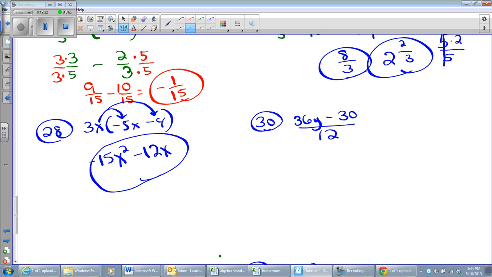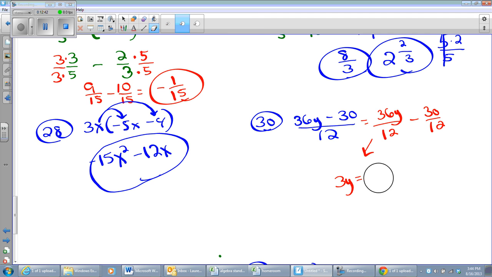Number 30, I can think about this problem as two fractions, 36y over 12 minus 30 over 12, and then simplify both fractions. The first fraction will turn into 3y, and the second fraction will turn into, oh, that shouldn't be an equals, I'm sorry, it should be a minus 5 over 2. I'm totally okay with that answer.